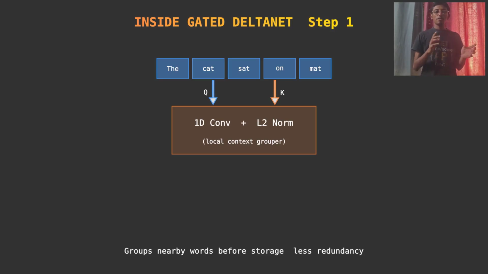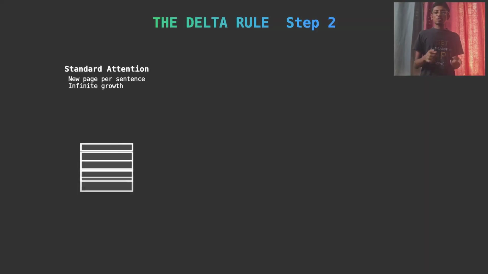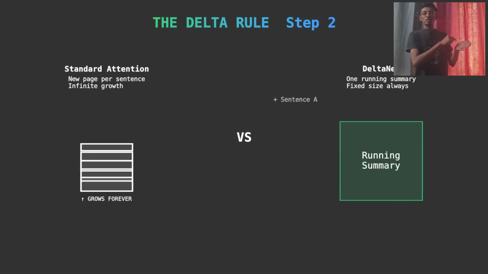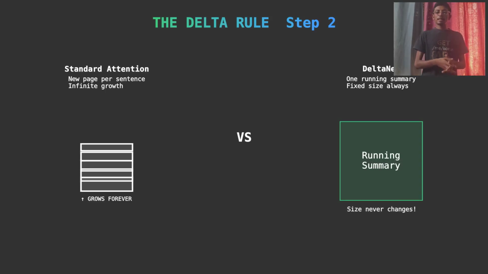Less redundancy. First reason DeltaNet is so efficient. Now the real magic, the gated delta rule. You're a student in a 3-hour lecture. Standard attention is basically going to write every single sentence on a new piece of paper. 500 pages by the end.